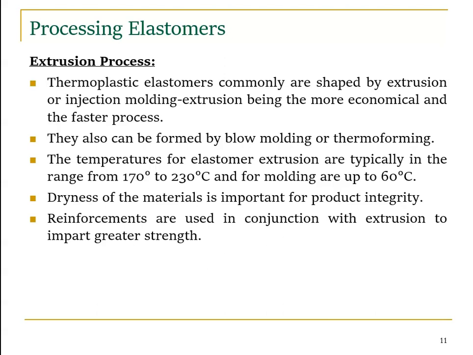The temperatures for elastomer extrusion are typically in the range from 170 to 230 degrees Celsius, and for molding up to 60 degrees Celsius. Dryness of the material is important for product integrity, right? So this we need to consider. Reinforcements are used in conjunction with the extrusion to impart greater strength. So we add some reinforcement because it will enhance the strength.